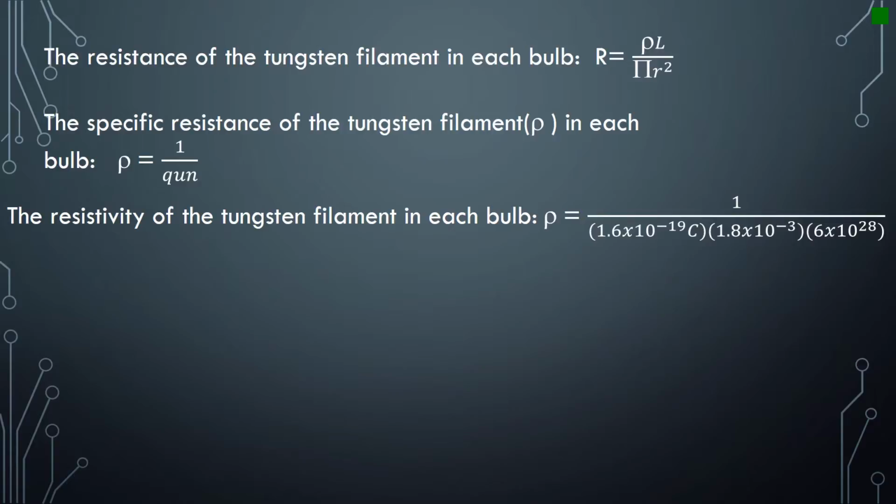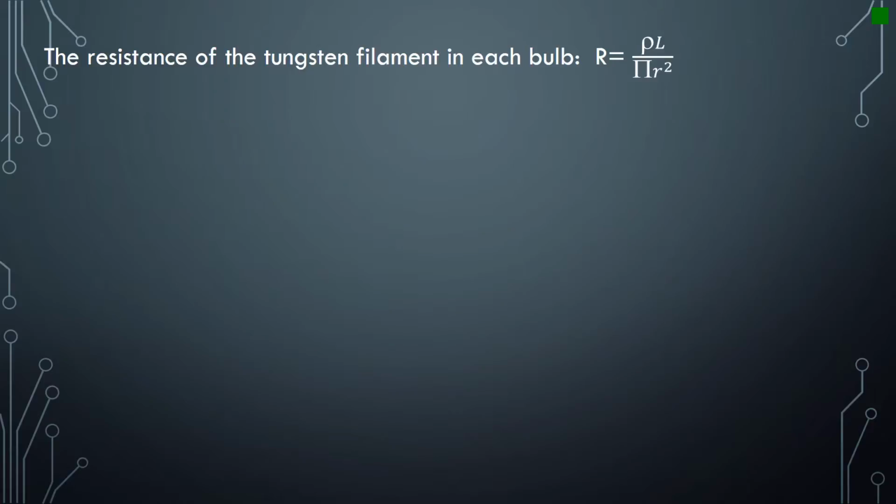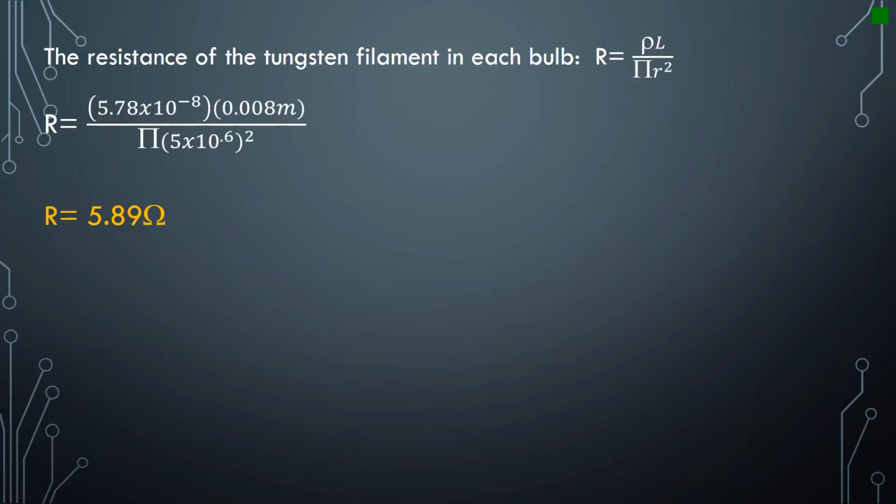Plugging in the given values for mu and n, we get that the resistivity of the tungsten filament in each bulb is 5.78 times 10 to the negative 8 ohms times meter. Now plug in that calculated value for the resistivity of the filament into the equation for the resistance. We get that R is equal to 5.78 times 10 to the negative 8 times 0.008 meters divided by pi times 5 times 10 to the 6th squared. And we get that the resistance is equal to 5.89 ohms.